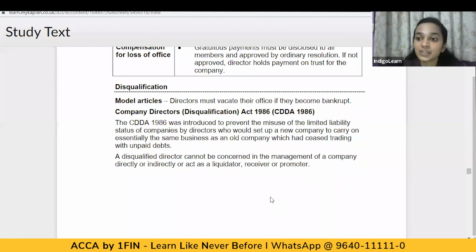If a person has acted fraudulently or has been found guilty of fraudulently trading, in that situation again he'll be disqualified. So there are different situations wherein a person would be disqualified by law, by the statute, to act as a director. So let's have a look at the disqualifications of directors. So the directors must vacate their office if they become bankrupt. So as per model articles, we have understood that if a person has become bankrupt, then he cannot continue as a director. He has to vacate his office.